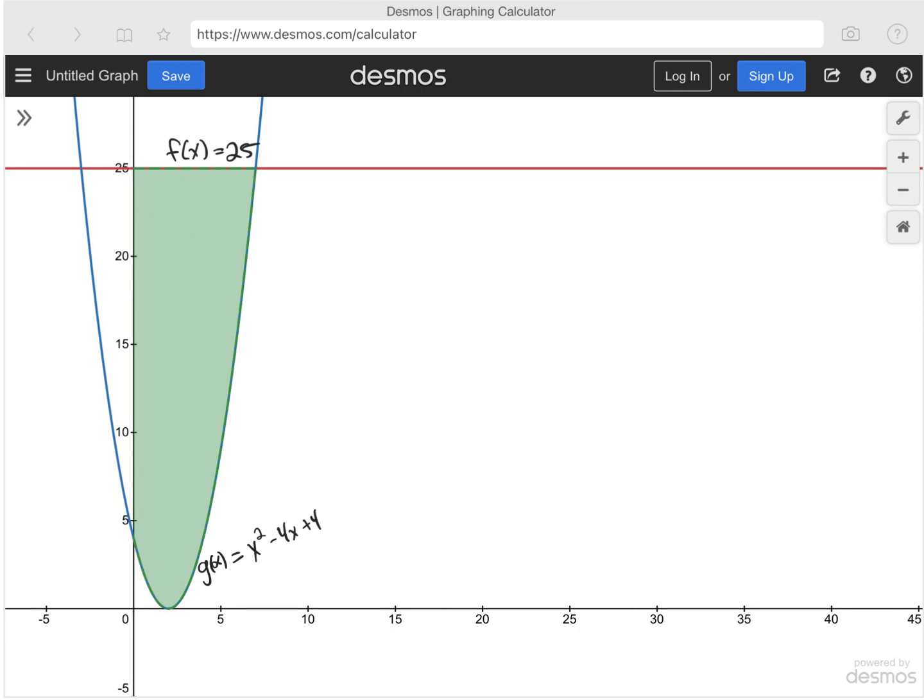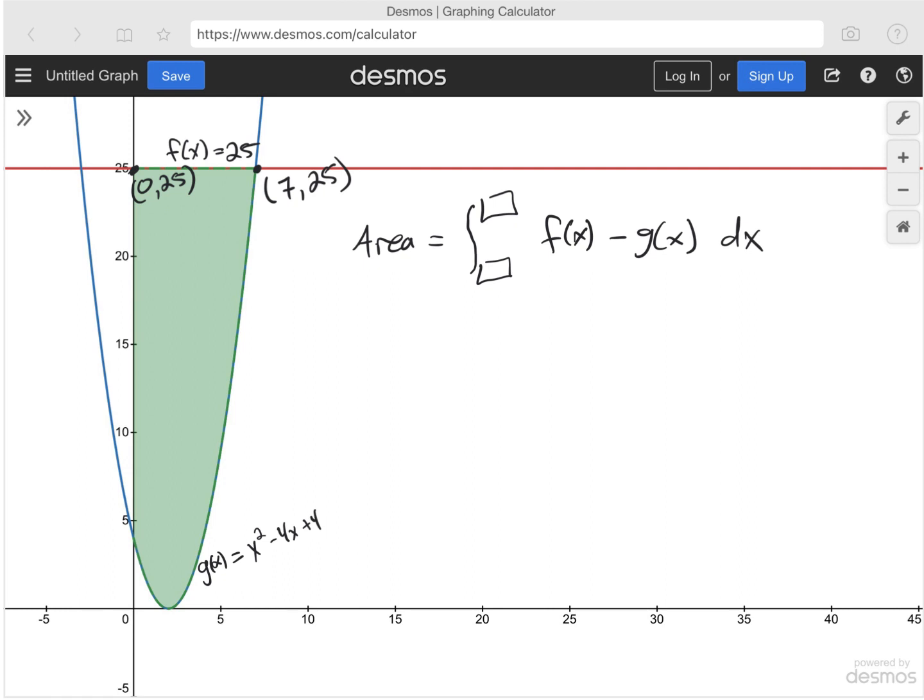So we start with an x value of 0. That point that I'm indicating there should be (0, 25). And then we're going up until an x value of 7, so that would be the point (7, 25). All right, well, according to the formula, if I wanted to compute the area, which is what I would like to do, that's going to be equal to the definite integral. I'm going to have to list limits of integration, and then it's going to be the f of x function minus the g of x function. This, of course, is going to happen with respect to x.